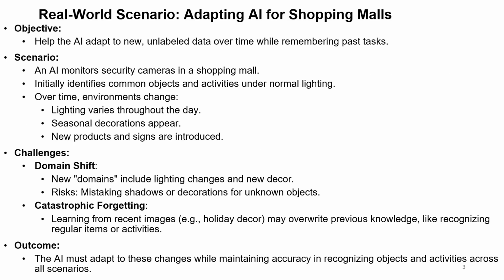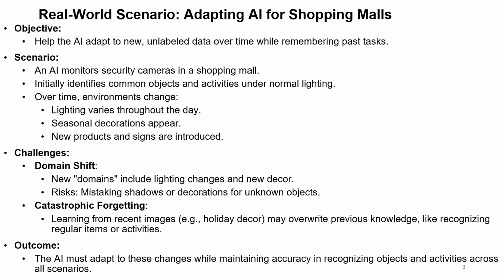Here I'm mentioning one real world scenario in which our objective is to help the AI adapt to new unlabeled data over time while remembering the past tasks. What is the scenario? An AI monitors security cameras which are installed in a shopping mall. It initially identifies common objects and activities under normal lighting. Over time, the environment changes: lighting varies throughout the day, seasonal decorations appear, and new products and signs are introduced.